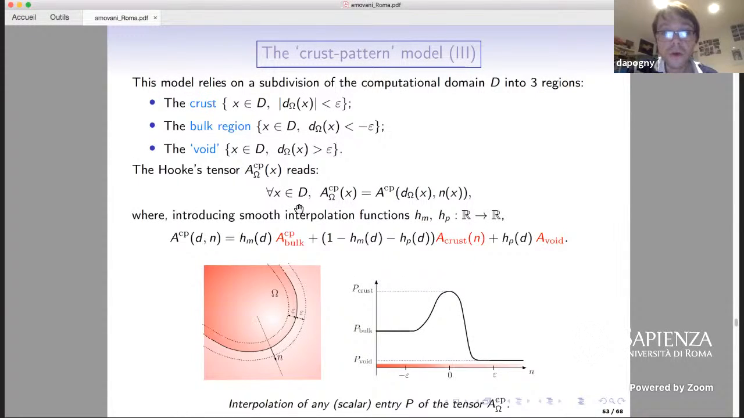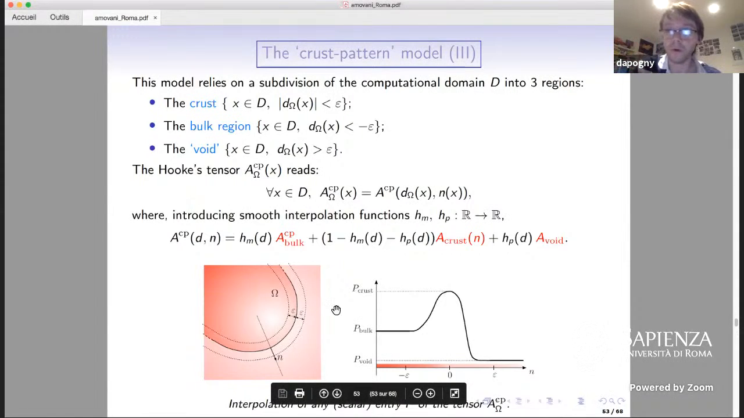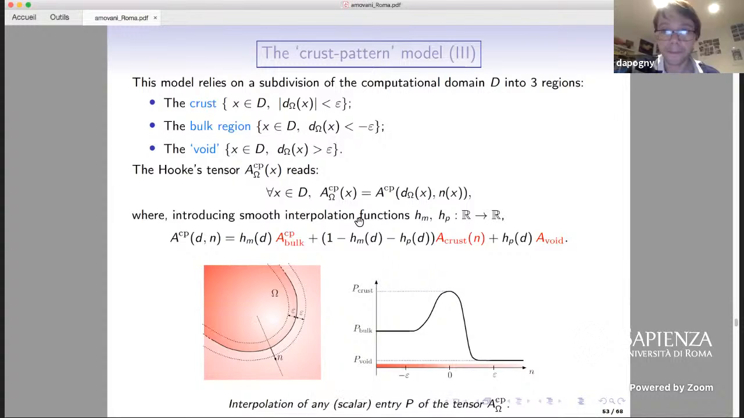And so we glue together three tensors, one for the bulk properties, one for the crust properties, and one for the void properties, with some interpolation function which depends on the signed distance function to the shape, just to locate in which region we are. And the material properties inside the crust also depend on the shape via the normal vector, which is here, which encodes the difference between the tangential and the normal properties of the material.